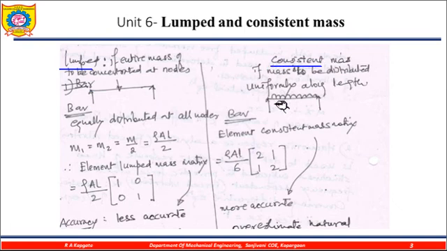A consistent mass system is a uniformly distributed load applied on a length. And when there is a point load, that is the lumped mass. Now because of this change between lumped and consistent mass, there is a change in the element mass matrix.